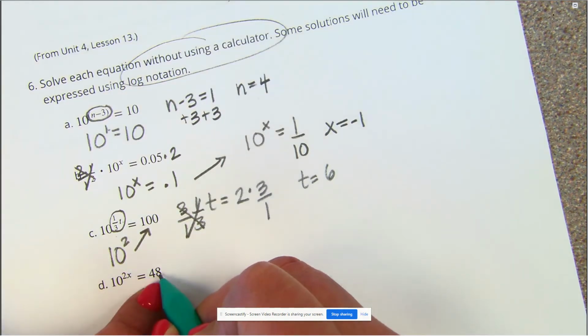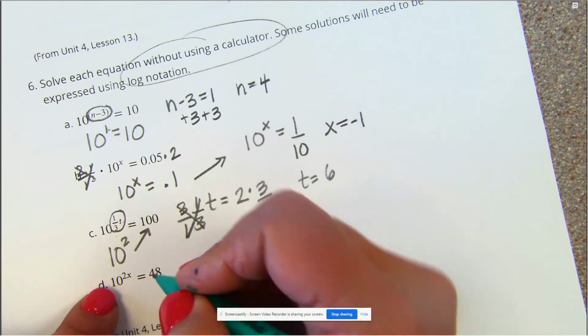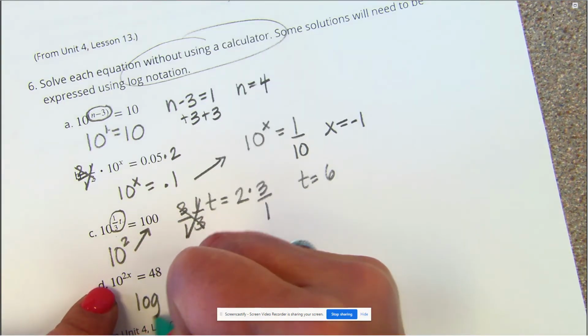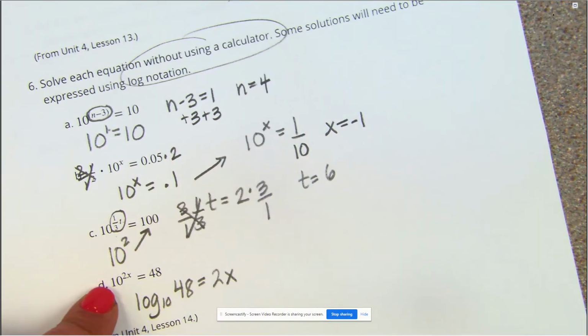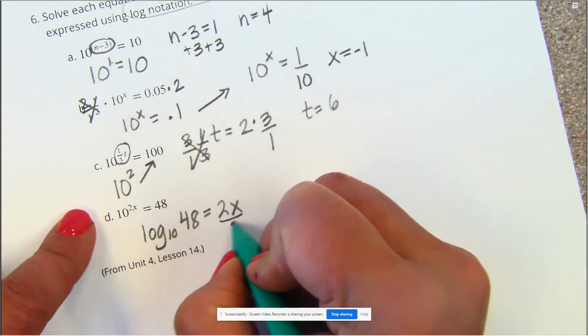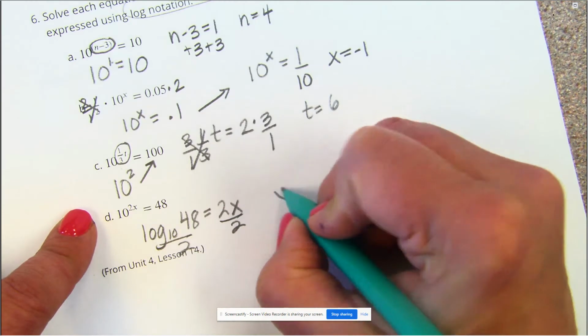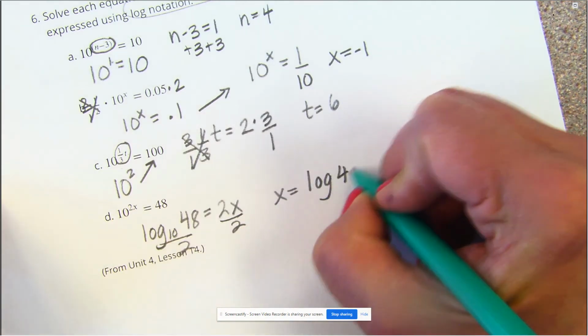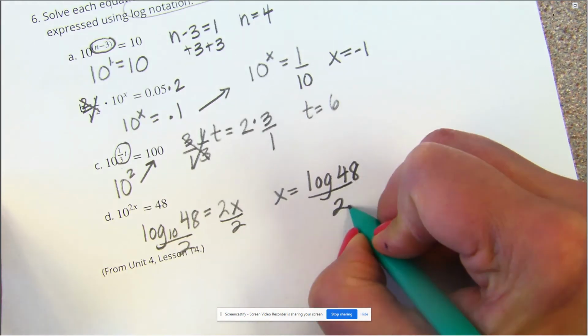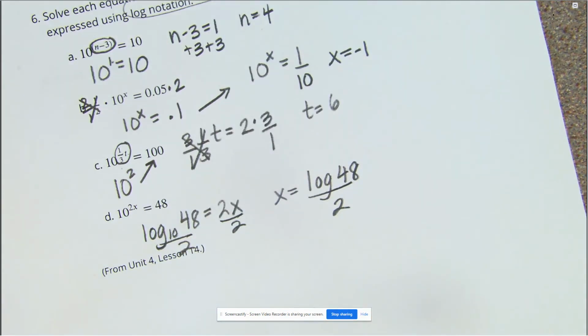I don't know that one off the top of my head. This one I'm going to write as a log. Log base 10 of 48 equals 2x. How would I get x alone? Divide both sides by 2. X is going to be whatever log. I'm going to drop the 10 because if no base is there, it's assumed to be 10. Log base 48 of 2. And you could type that into your calculator if you wanted.